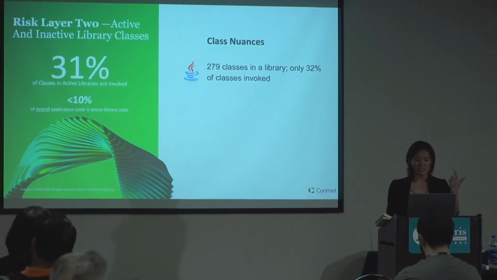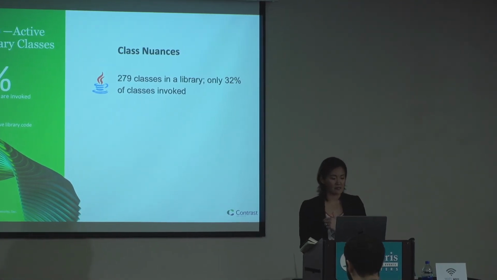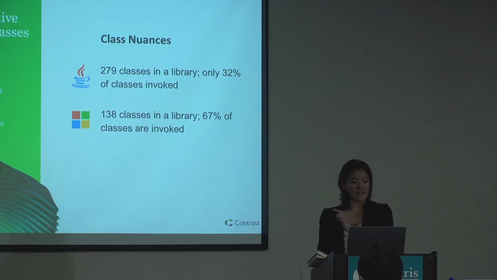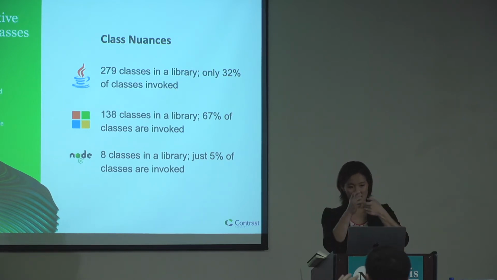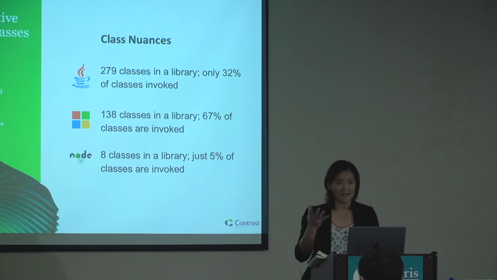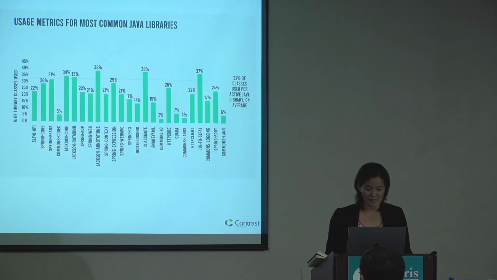Some nuances here on average. For the average Java app, 279 classes in a library, but only 32% of those are invoked. This is your average library for the average Java application. In .NET, 138 classes on average in your average library. Only 67% of those classes are invoked. And in Node, since everything's bundled in smaller packages, 8 classes in a library, only 5% of those classes are invoked. So you really want to think about the data here, because if you are focusing on the wrong things, we're going to have a really hard time protecting our applications, as security people. I won't say developers, we, us.